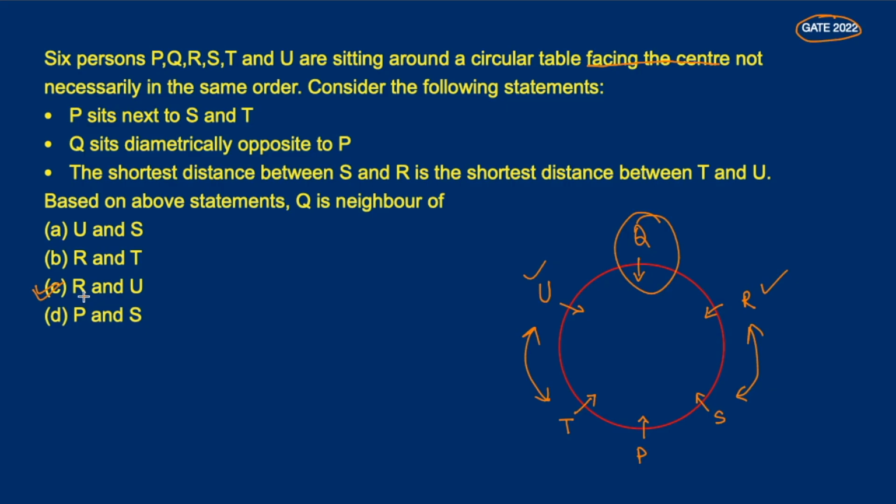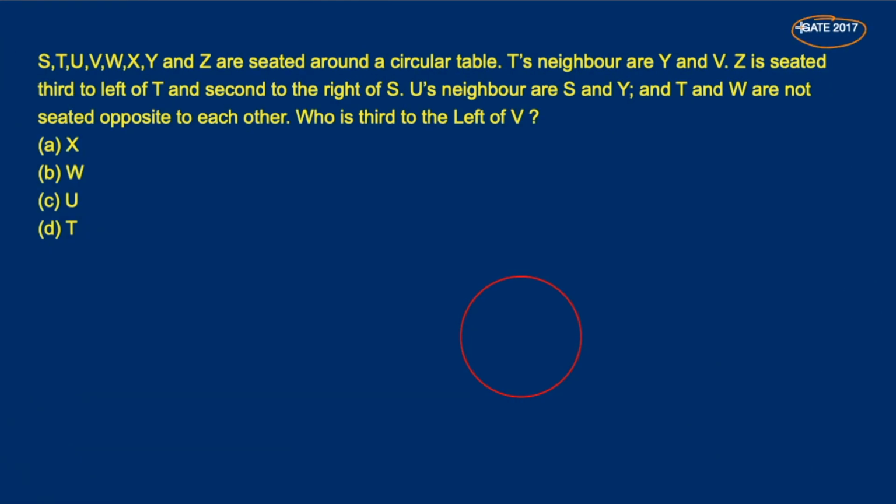It was a simple question. There was nothing about left and right, but in the GATE 2017 question I will show you how tricky it was. So let's look at that question as well. Let's see this question. It was asked in the GATE 2017 exam. It says that S, T, U, V, W, X, Y and Z.